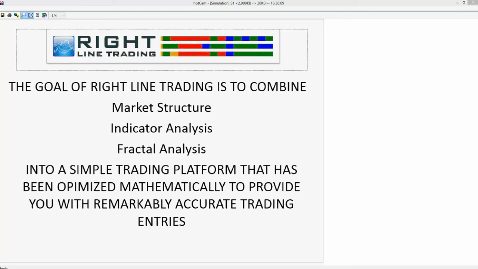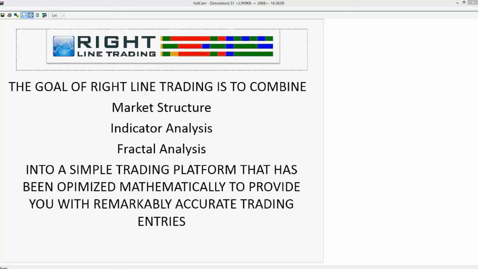Now, we also believe that indicator analysis is important because it is a metric that defines for us market sentiment. I mean, we want to know if the people who are trading the market are bullish or whether they're bearish. So we use indicator analysis to confirm what we see in market structure. And then thirdly, fractal analysis is simply the assessment of multiple time frames at the same time.